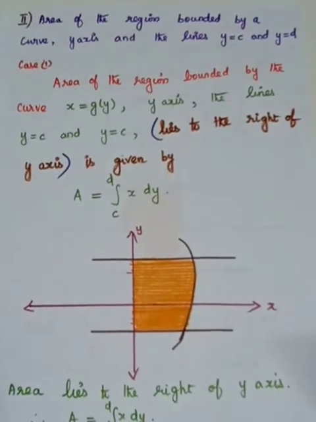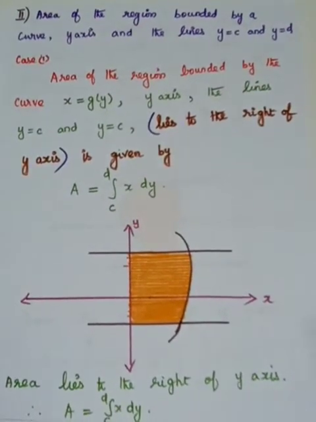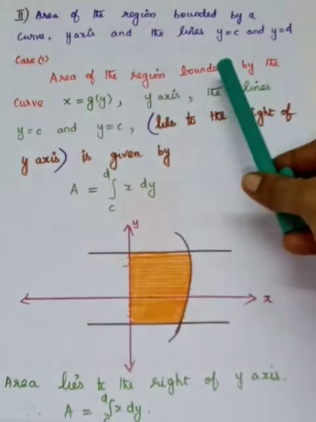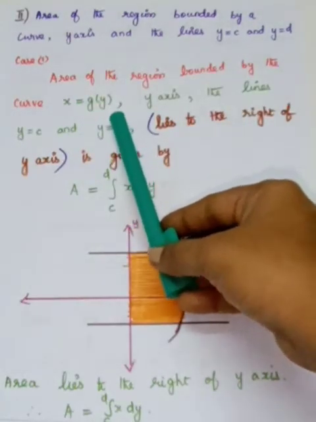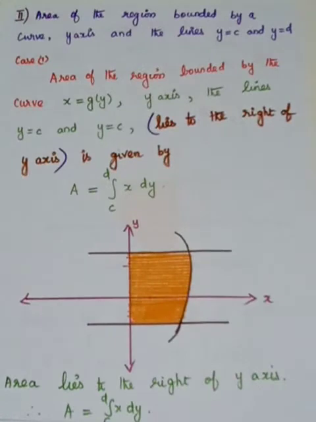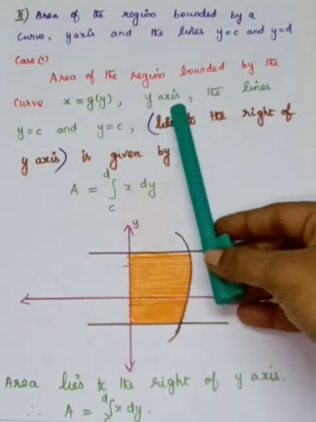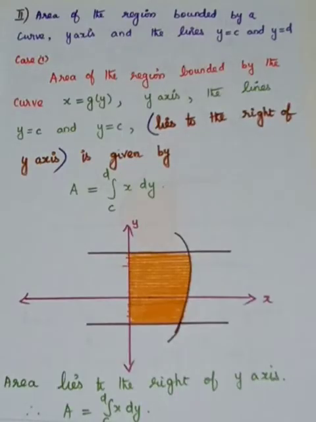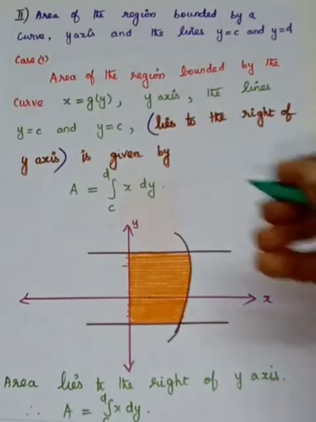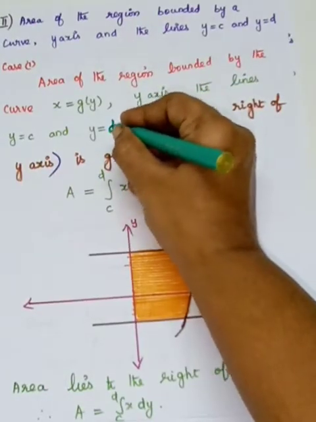You see that now here we are considering the y-axis and the lines y is equal to C to y is equal to D. Okay, see now the area of the region bounded by the curve x is equal to g of y. Previously we have taken y is equal to f of x, here x is equal to g of y. And the y-axis, the lines y is equal to C and y is equal to D. What is here? You are having y is equal to D.